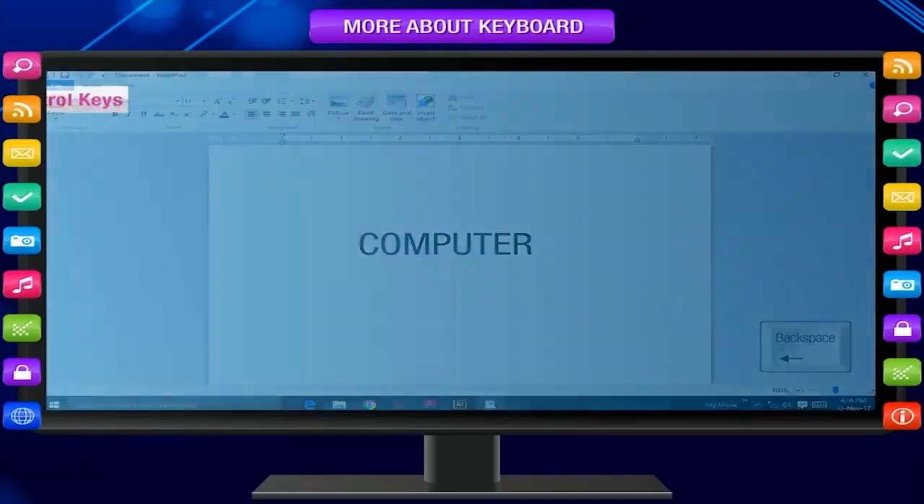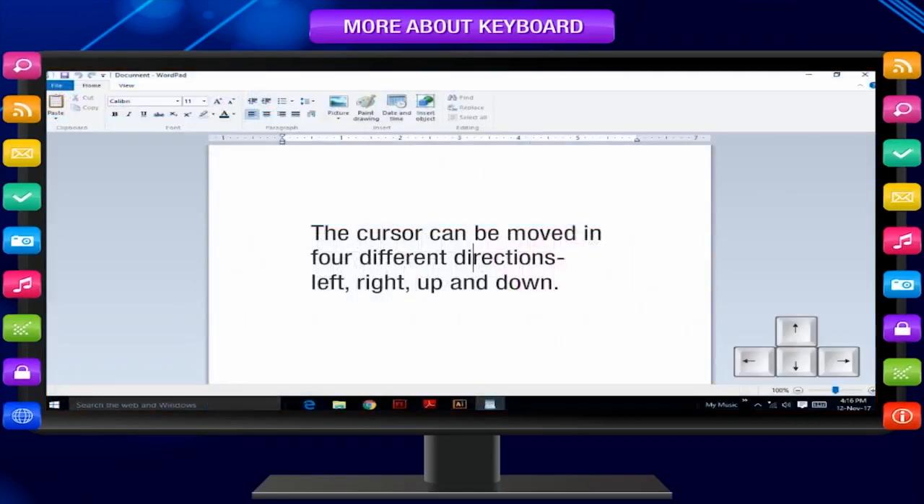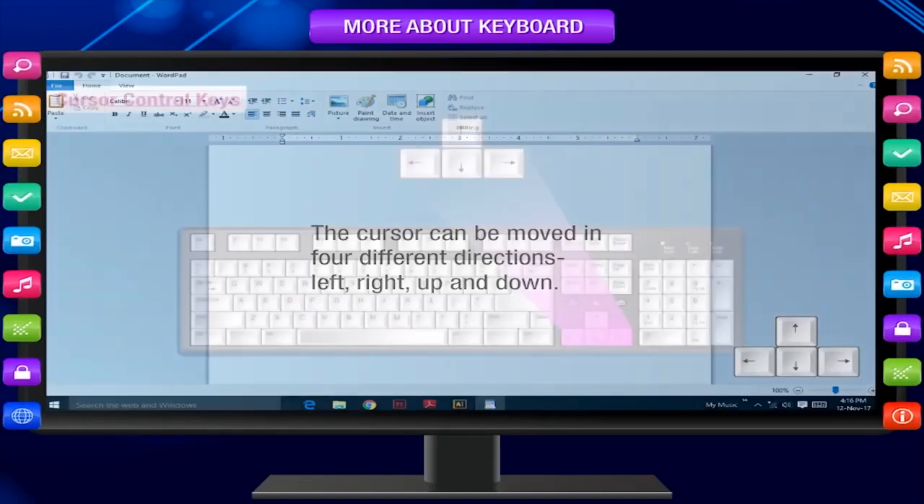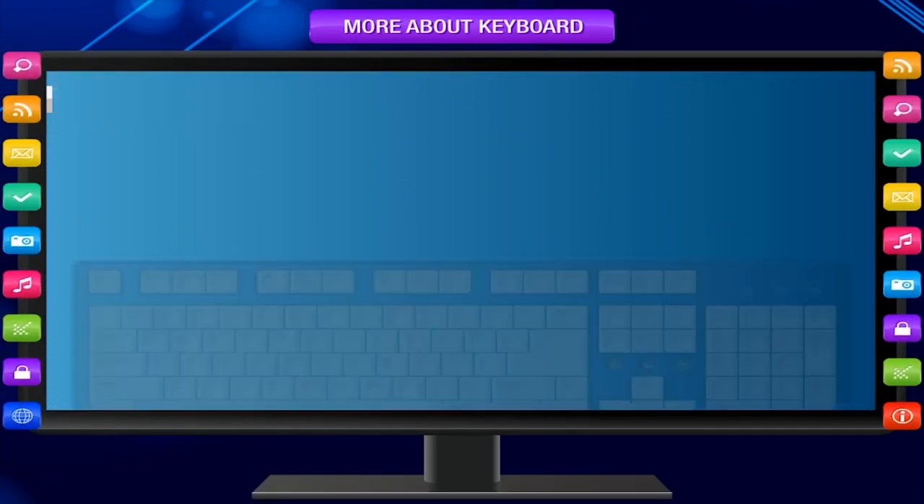Cursor control keys. The cursor control keys are used for moving the cursor on the monitor from one place to another. The cursor can be moved in 4 different directions: left, right, up, and down. The 4 keys are marked with arrows, indicating the directions in which the cursor moves when the key is pressed.